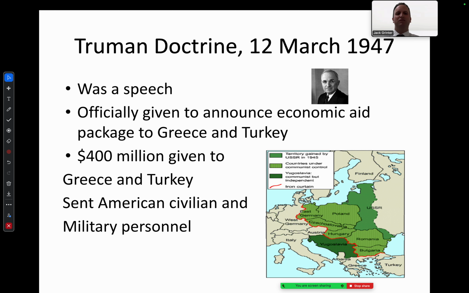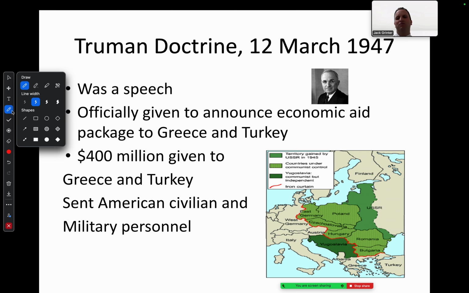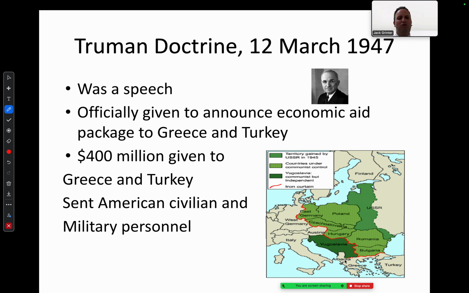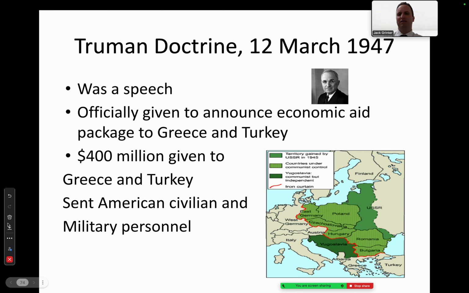So what the Truman Doctrine was, it was a speech in Congress. Truman officially announced economic aid to Greece and Turkey, $400 million. Remember, specific stats you want to remember. They also sent American civilian and military personnel there. Think of the USA seeing communism as a bit like a rash. They saw that the Eastern European countries had already fallen to it, and they were trying to protect what they thought were the next ones most vulnerable to turning communist: Greece and Turkey.